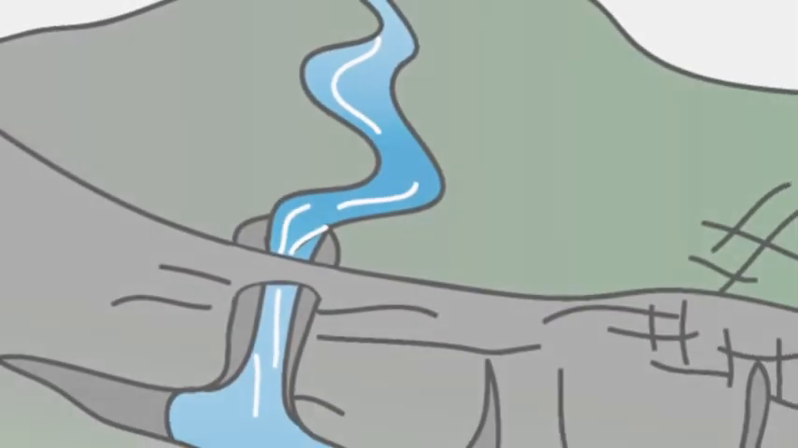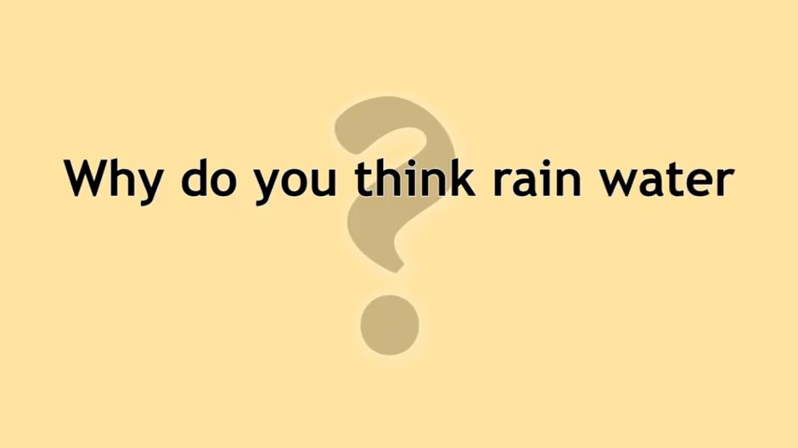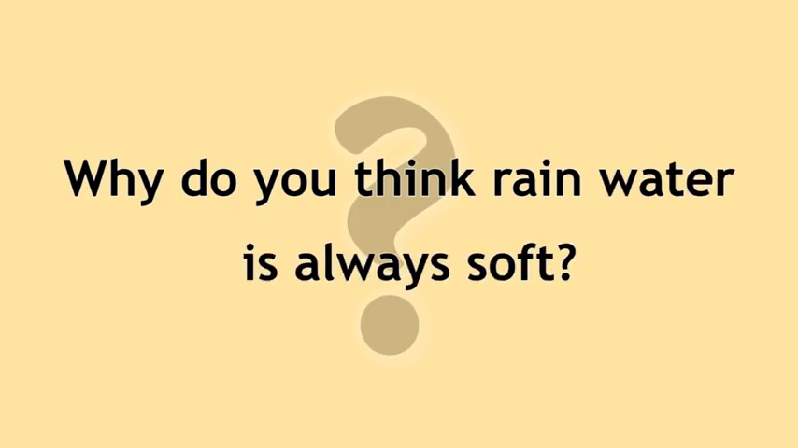Water coming from rivers or wells has had to flow through the surrounding rocks, and if they contain soluble calcium salts, the water will become hard. So here's a question. Why do you think rainwater is always soft? Pause the video until you have thought of an answer.